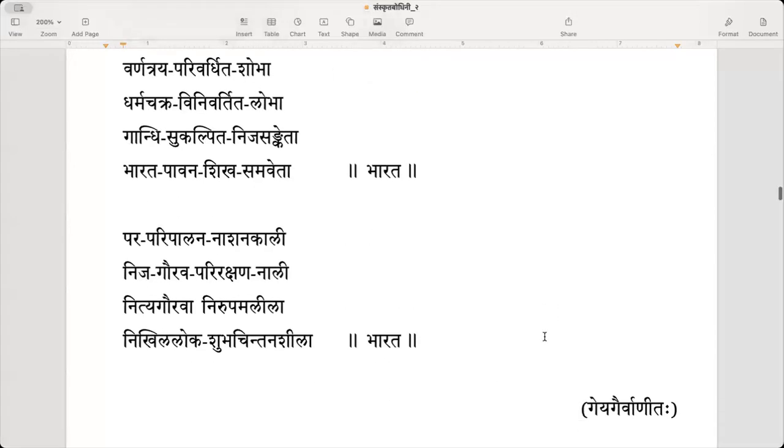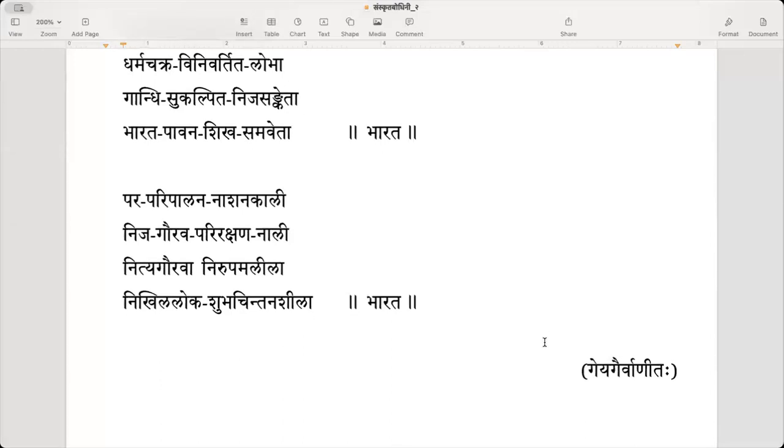Bharata Pavana Shika Samaveta. Pavana is purifying. She is endowed with purity. Shika is flame. So Pavana shikha would mean like an Agni shikha for Bharatam. Or it can also mean that she purifies Bharatam. That is also possible, but I would take it more like a flame, because a pataka is generally like a flame for Bharatam.